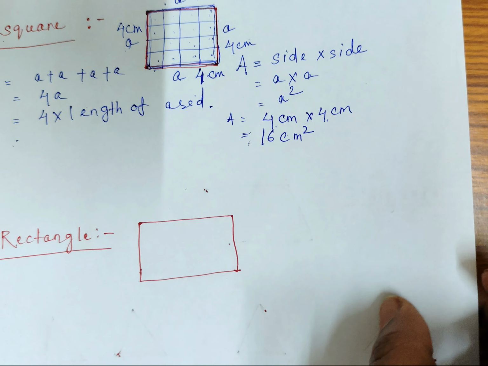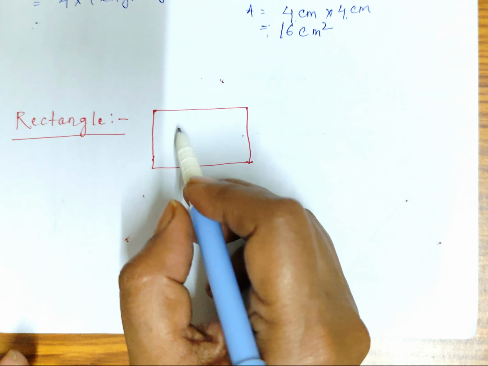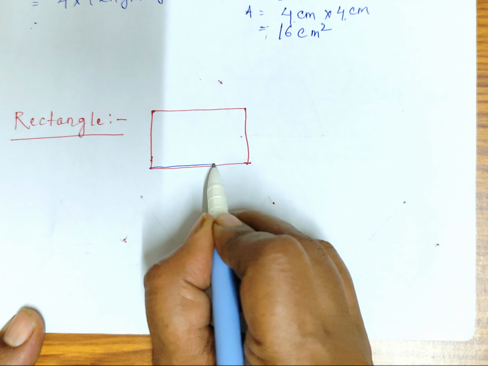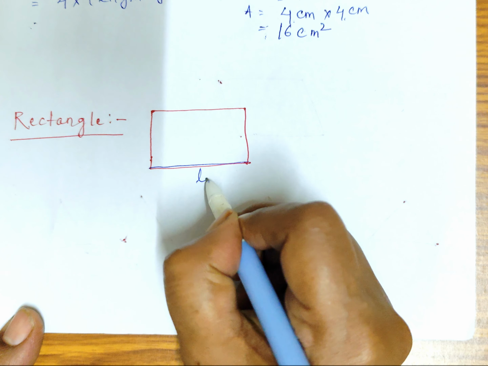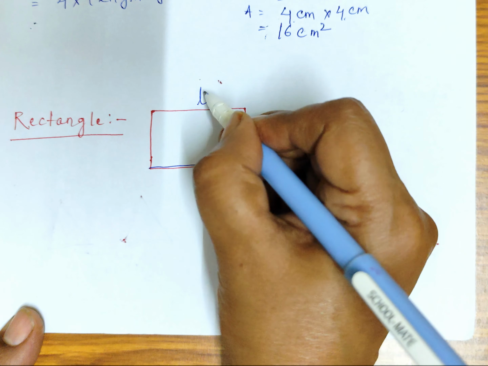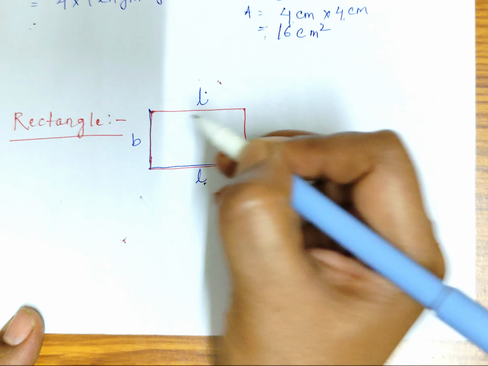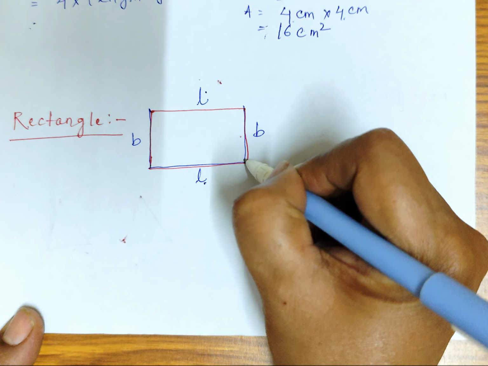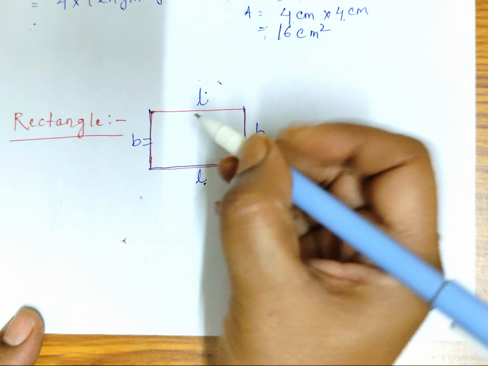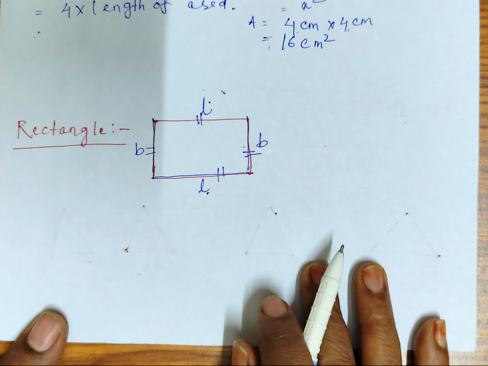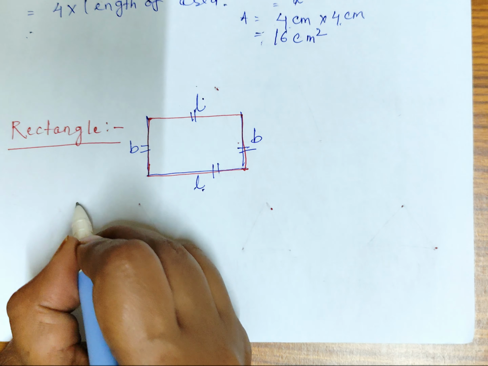Next come to rectangle. Rectangle means opposite sides are equal, right? And the longest side, the one with more length, we will call L. This L, L becomes the same. Here this will be our B. Okay. These sides are equal. And here these sides are equal. Okay. So here how to find out the perimeter?